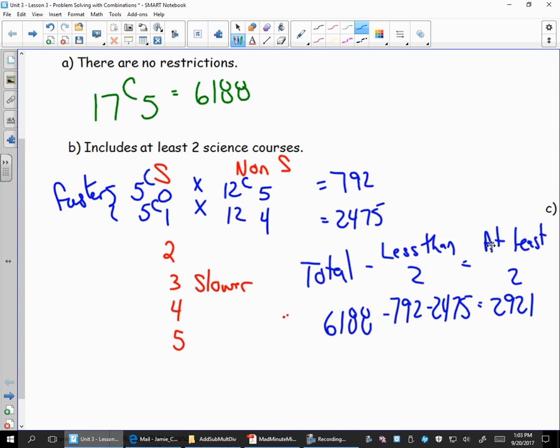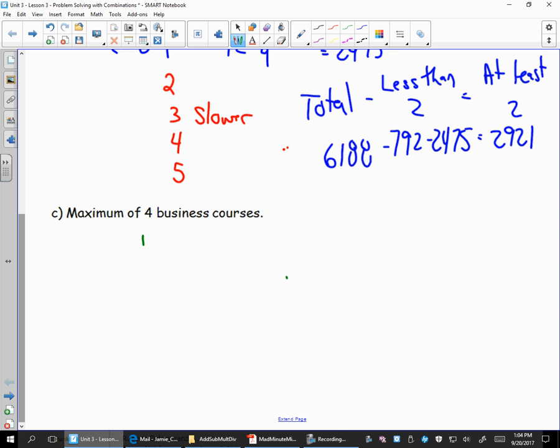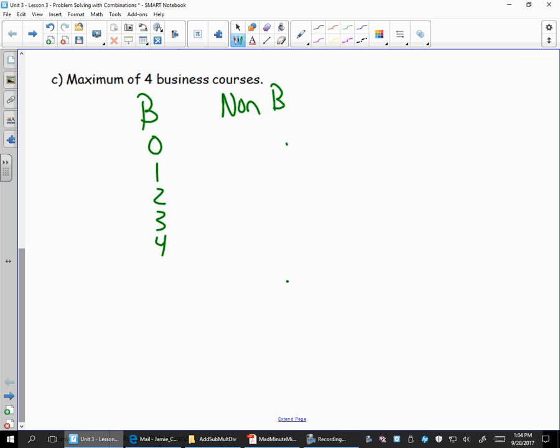But if we can, let's try and think of quick ways of solving these things when there's multiple cases to worry about. All right, one more. A maximum of 4 business courses. So again, we're at the situation where I have cases. Maximum 4 business courses. I've got business, and I've got non-business. How many businesses could I take? Well, I could take none, or 1, or 2, or 3, or 4. The only thing I'm not allowed to take is 5 business courses.